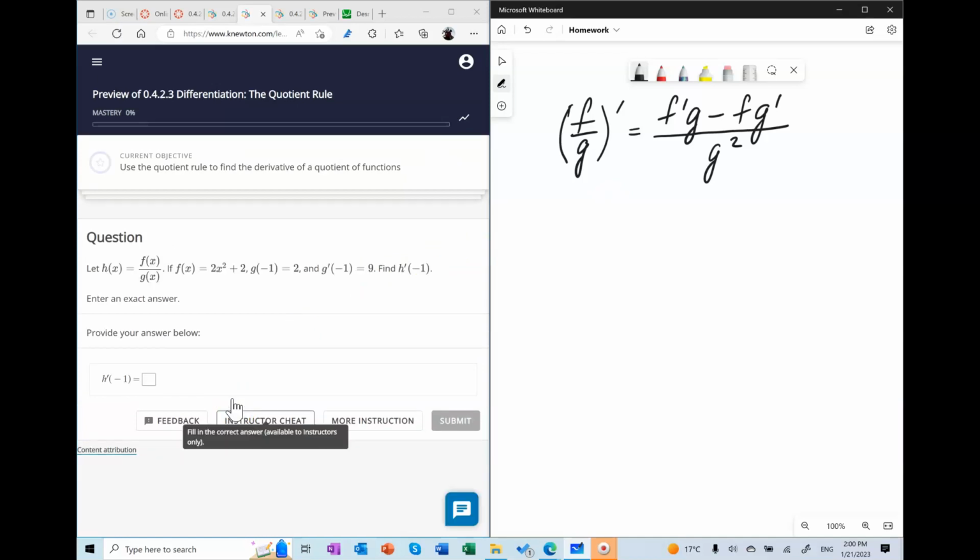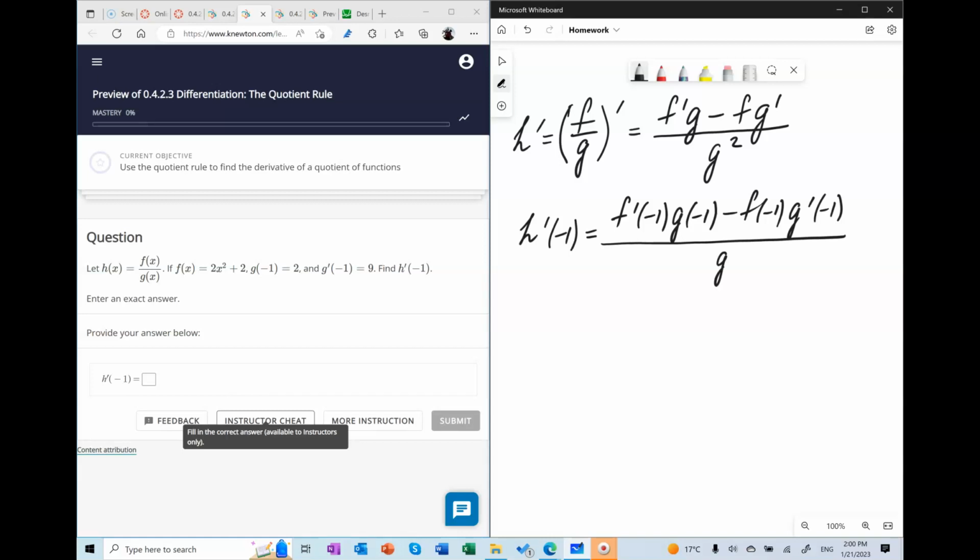We have the derivative of h, and in this case it's actually given to us as f divided by g, so we can just take advantage of what's already written. And when you evaluate it at -1, that means we need to find f prime of -1, g of -1, f of -1, and g prime of -1, and divide all that by g of -1 squared.